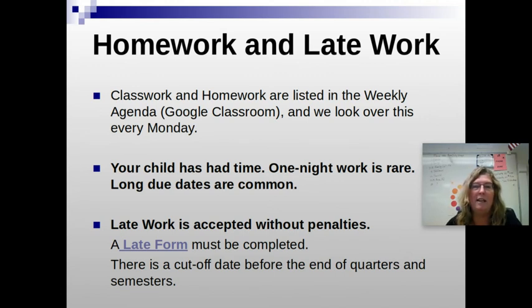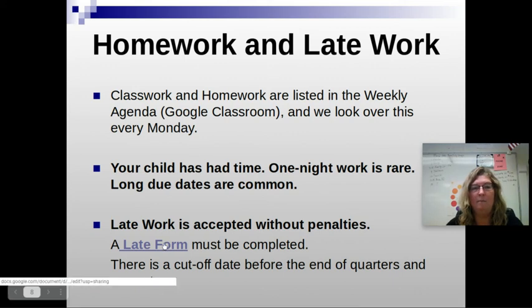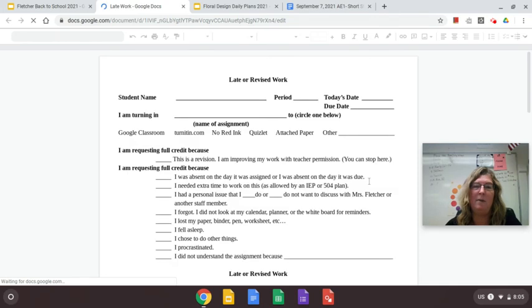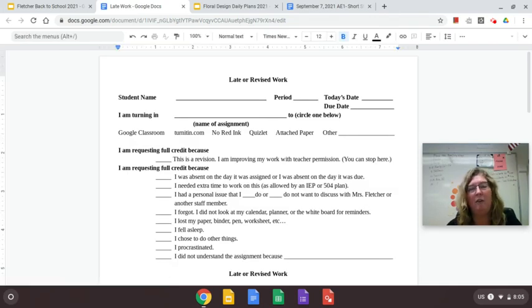A child does have to complete a late form. It looks like this. And there is eventually a cutoff date before quarter and semester grades, because at some point I just have to have all the work to grade it.